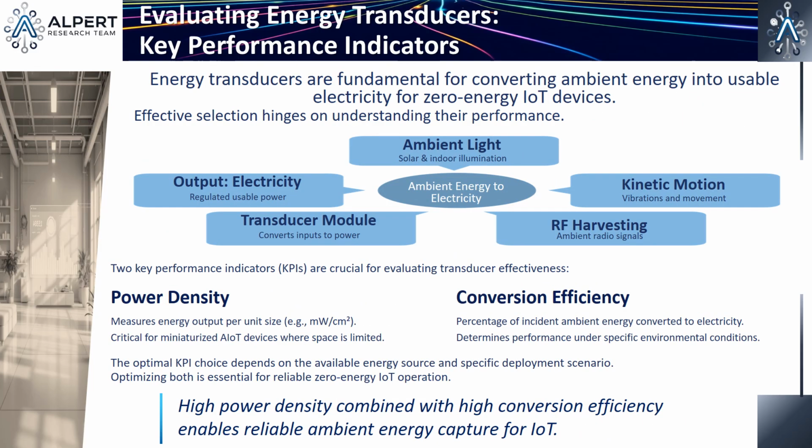Okay, let's shift to the energy sources themselves. We know the components that do the conversion are called transducers. What are the 2 main KPIs, the key performance indicators you'd use to evaluate a transducer? The 2 you always have to look at are power density and conversion efficiency. So how much power you get for its size? That's power density, milliwatts per square centimeter, for example. And then conversion efficiency is just what percentage of the energy hitting the transducer actually gets turned into useful electricity. The best choice always depends on the environment.